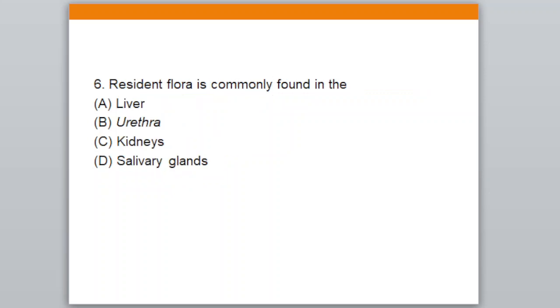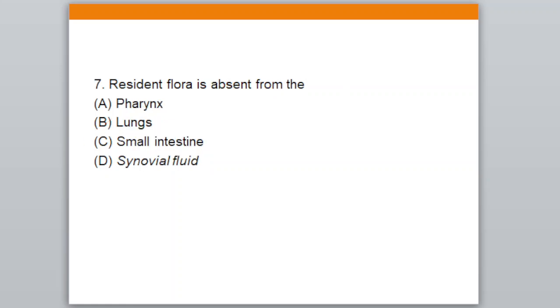Question number 6. Resident flora are commonly found in A. Liver, B. Urethra, C. Kidney, D. Salivary glands. So your correct answer is option B. Urethra. Question 7. Resident flora is absent from A. Pharynx, B. Lungs, C. Small intestine, D. Synovial fluid. So your correct answer is D. Synovial fluid.